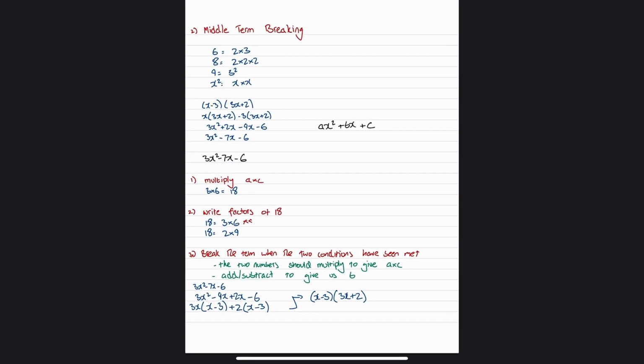Now let's do two more examples. The next example is 2x squared minus 7x minus 4. So again, the first step is to multiply a and c.